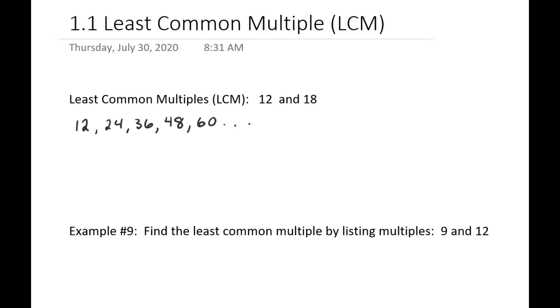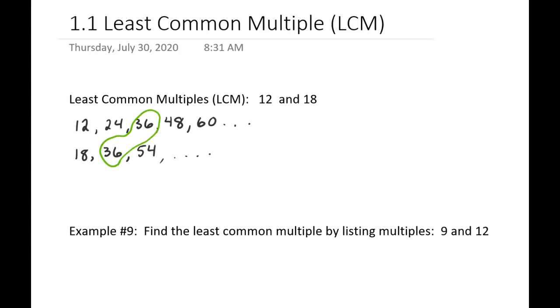Okay, now let's do 18. 18, 36, 54, but I'm going to stop because I already found a common multiple. What am I doing to get these multiples? Well, with 18, I'm just adding 18. 18 times 1, and I add another 18, or 2 times 18, 36, 3 times 18, 54, and on we go.